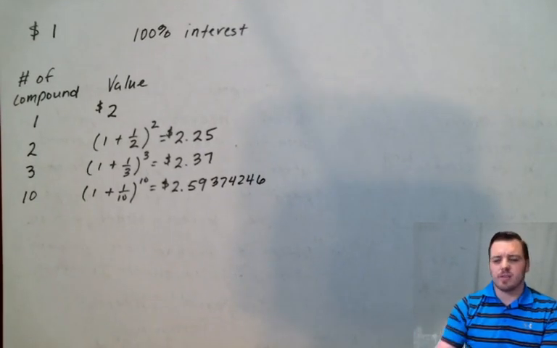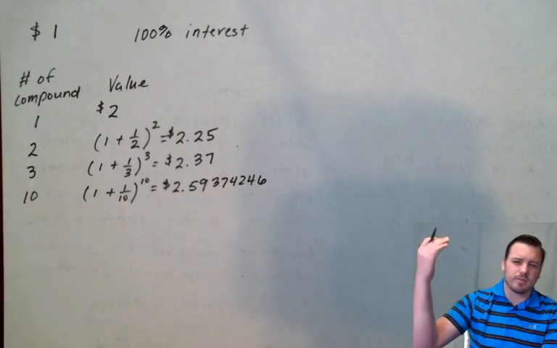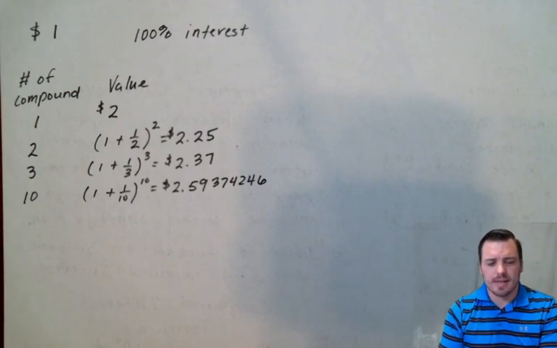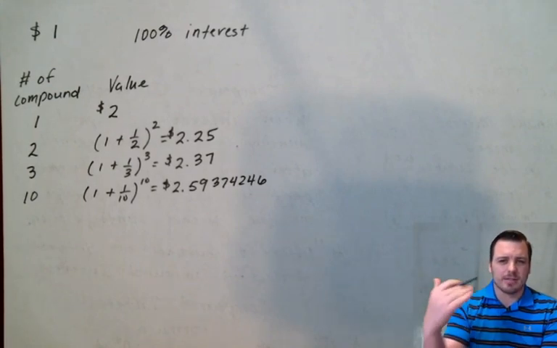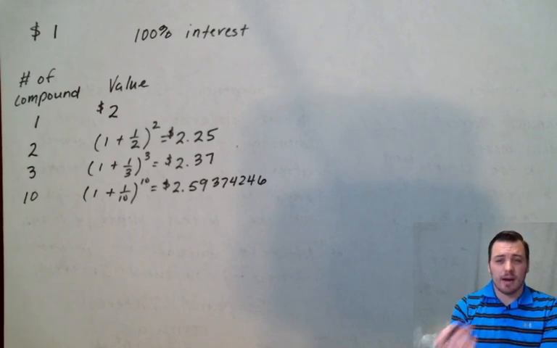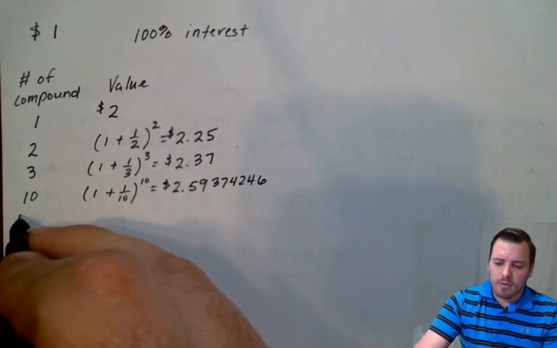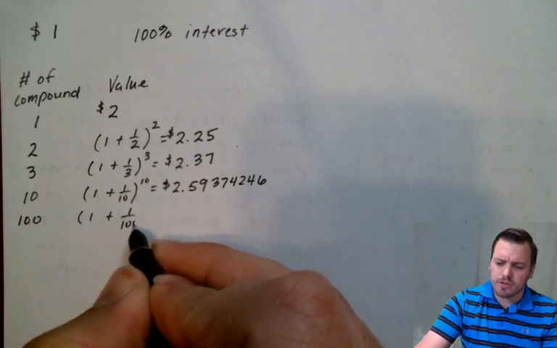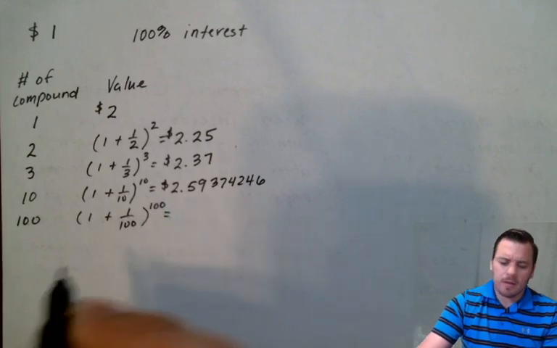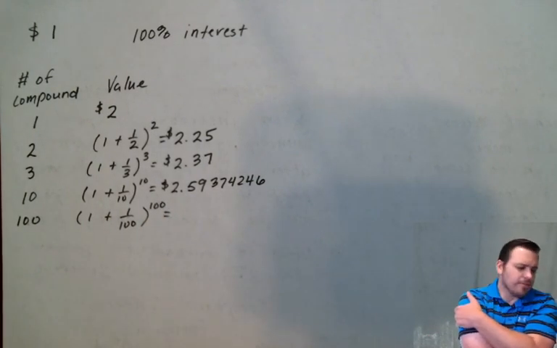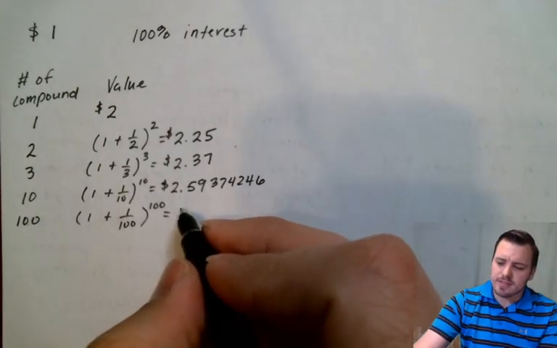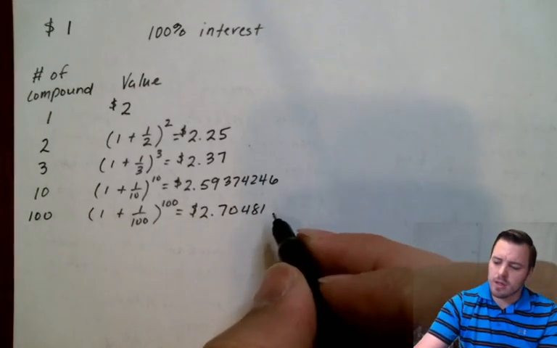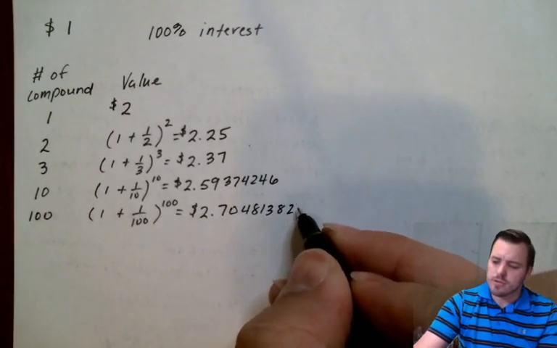Then let's jump up. So like 10 times, if it was a year we're talking about, it just depends on our time, and I'm not really showing you a time here. That's just how many times it's been compounded, whether in a day, in an hour, in a year, whatever it may be. Well, let's say 100 times. 1 plus 1 over 100 to the 100th power. If you type that into your calculator, that will give you 2.7048138294.